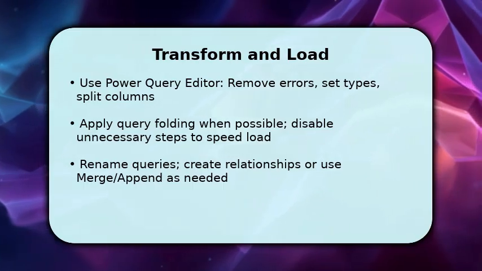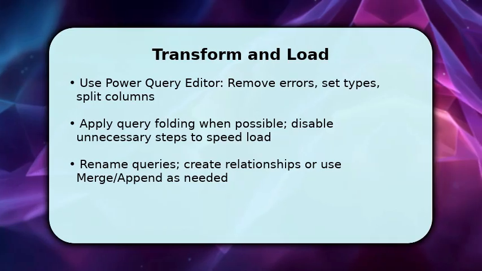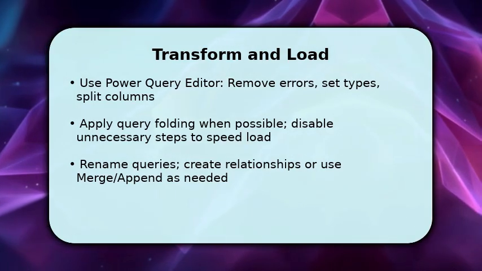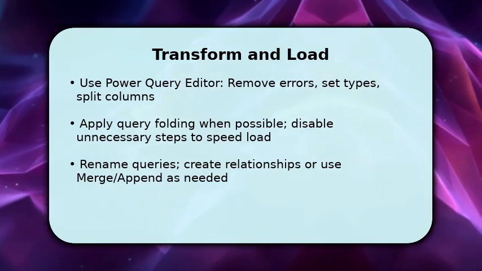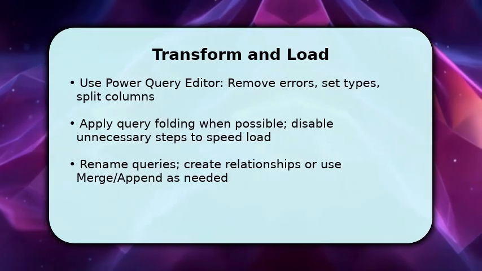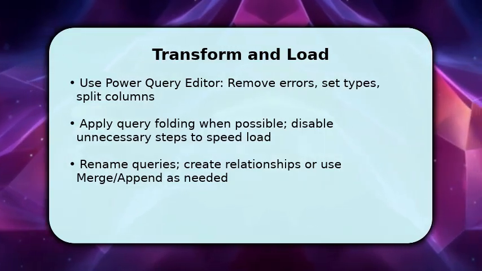Once transformations are minimal and efficient, use Merge or Append to combine tables if they share keys. Make sure relationships align to your model. Set cardinality and cross-filter direction where needed. When ready, click Close and apply to load the model into Power BI.